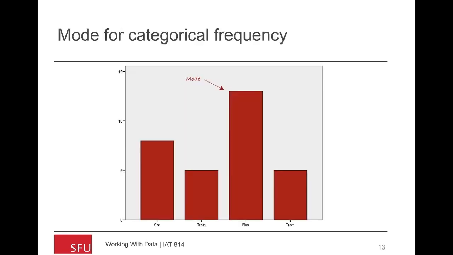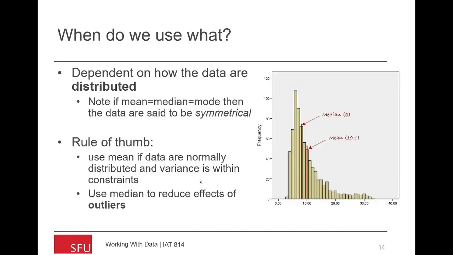So in using mode for categorical frequency, typically what you would do is you'd have, say, a bar chart, which is measuring the number of items in a particular category or the number of items of nominal data. So here's the car name, how many times that appears, it's roughly 7, train is roughly 5, bus is roughly 12 or 13 here, and tram is, again, roughly 5. So the mode of this data set is bus, because the bus occurs 13 times, and that's the largest number of occurrences of any of these data values, car, train, bus, or tram.